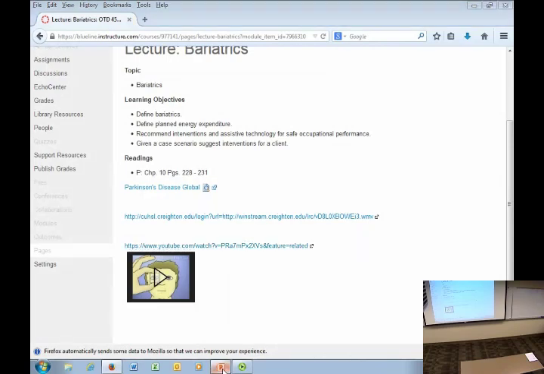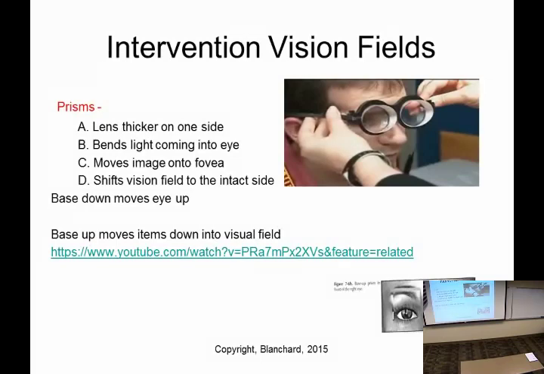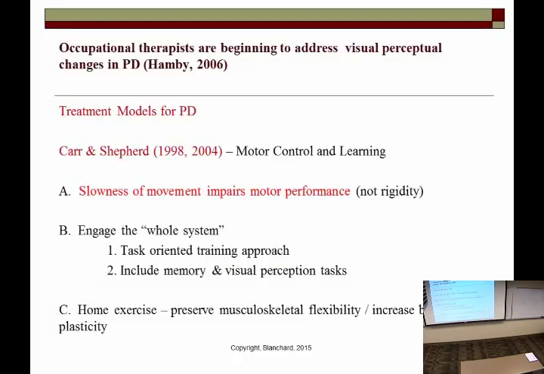Okay, and once the client gets the prisms, they are going to be referred to occupational therapy so that they learn how to use them for accessing or participating safely in occupation. Okay. Occupational therapists are beginning to address visual perceptual changes in Parkinson's disease. And Hanby talks a little bit about a model of getting clients with Parkinson's engaged in physical activity. Or I shouldn't just say physical activity, but being able to perform at different levels.